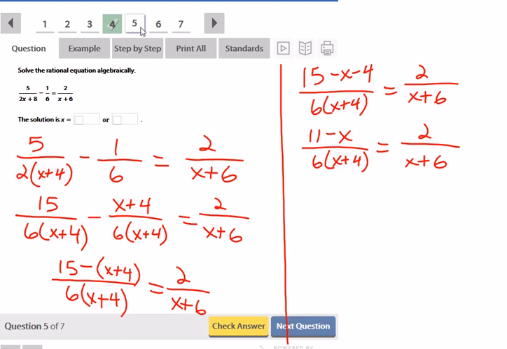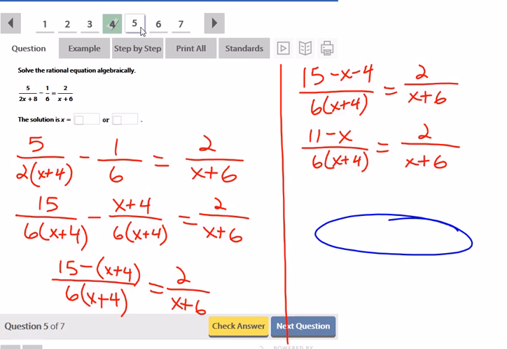I have my proportion. This one wouldn't be too bad to cross multiply because the biggest cross product would yield a quadratic expression, a quadratic polynomial, and that's not too bad. But just to get into the habit, let's keep things the same. Let's multiply by the LCD. Let's find the LCD of all denominators that are left, of both of them.